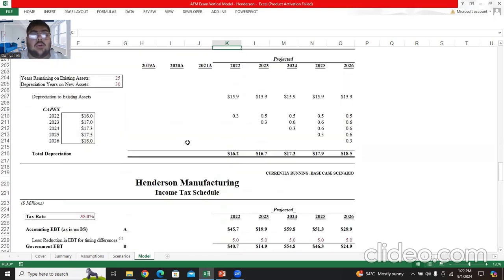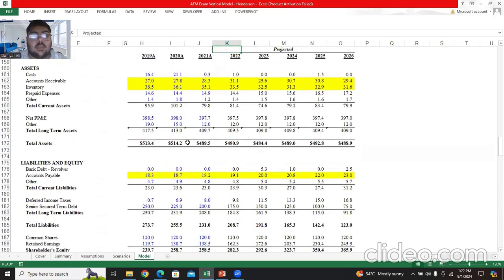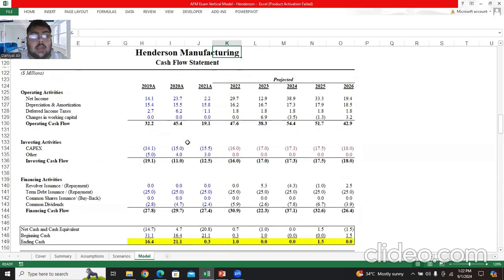If I look towards my cash flow statement, this is a balance sheet, and here I got my cash flow statement. I got changes in working capital, which is linked below towards my working capital schedule. By the way, my working capital schedule is already linked towards my balance sheet.